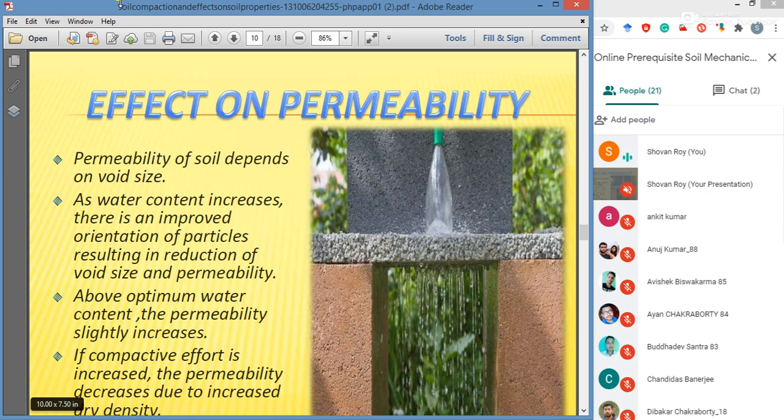Simply, when voids are maximum, soil is more permeable. When voids are less, permeability is less.